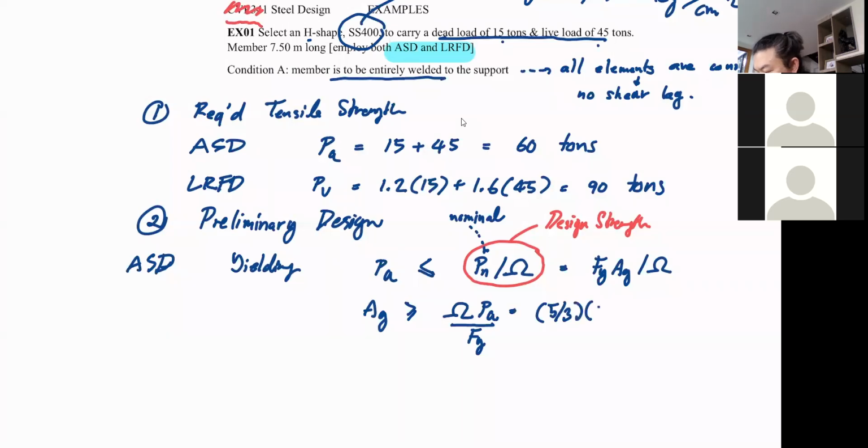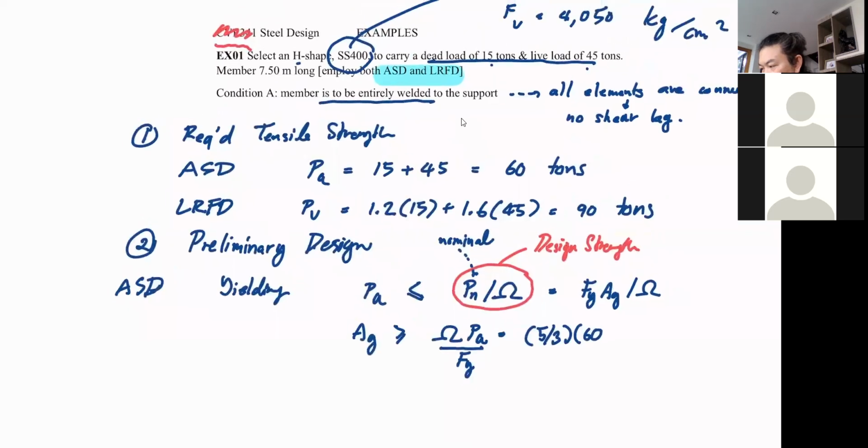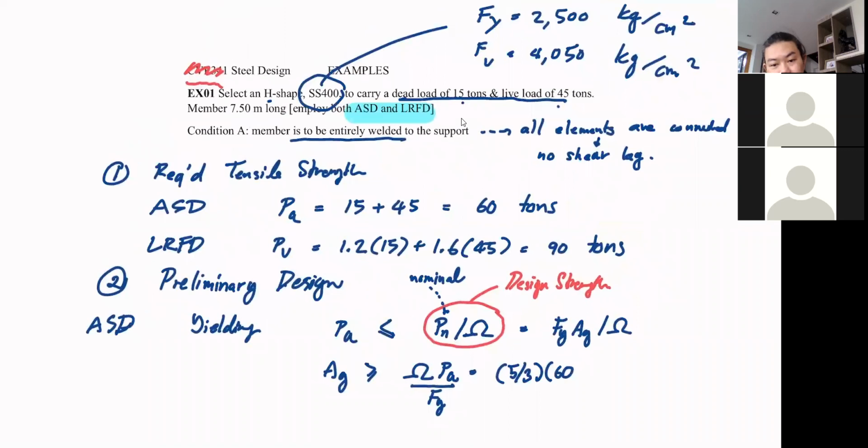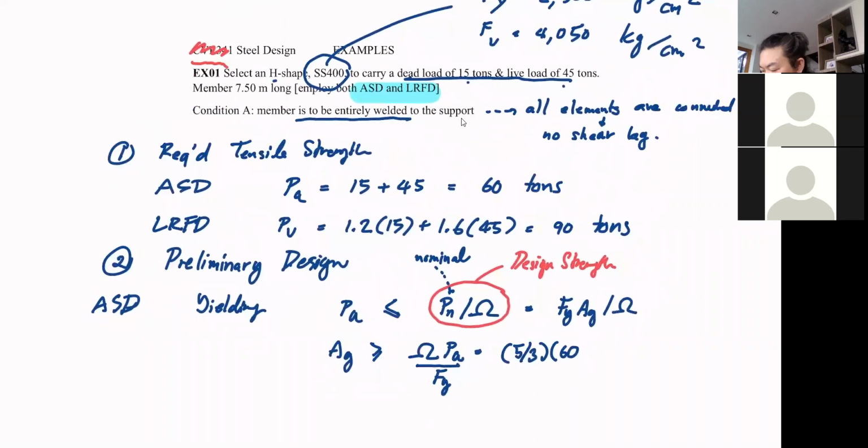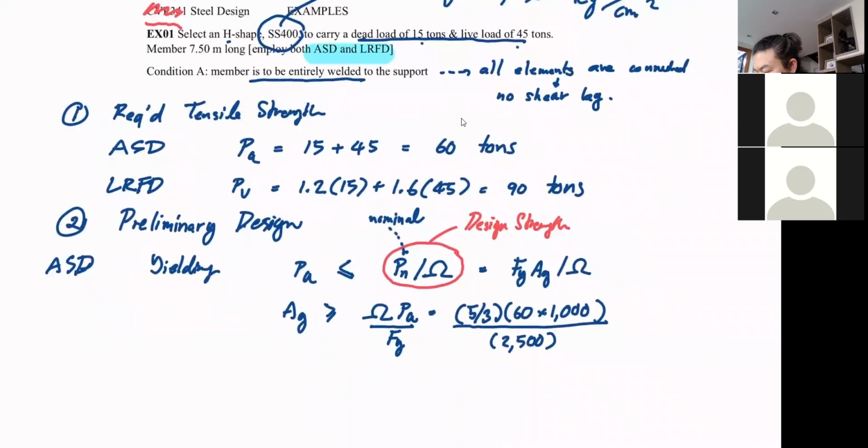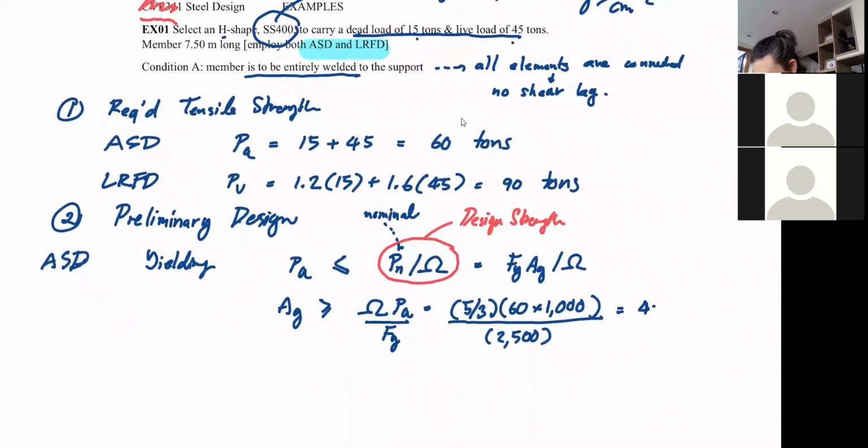PA is 60 tons, but we have to change the unit because the material properties that we use is in kilogram per square centimeter, and this is in tons. So I just multiply it by 1,000. And then I can divide this by Fy, which is 2,500. So now I get the number equal to 40 square centimeter. Okay, so straightforward enough.